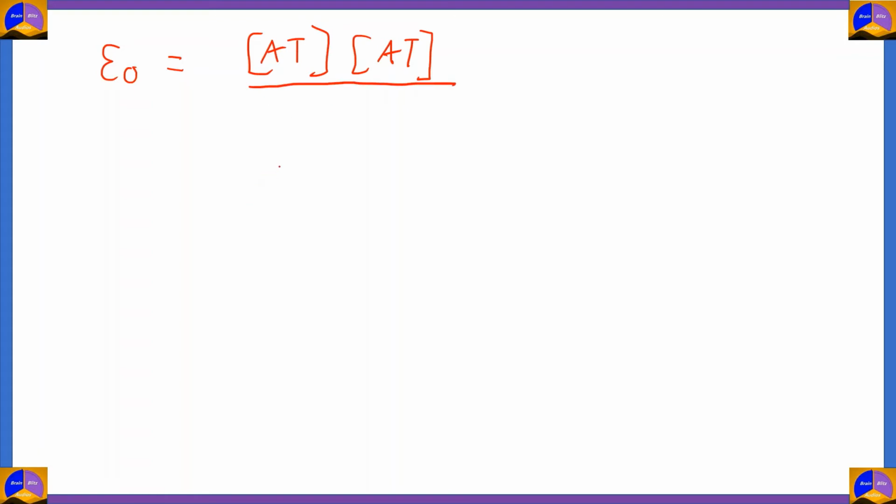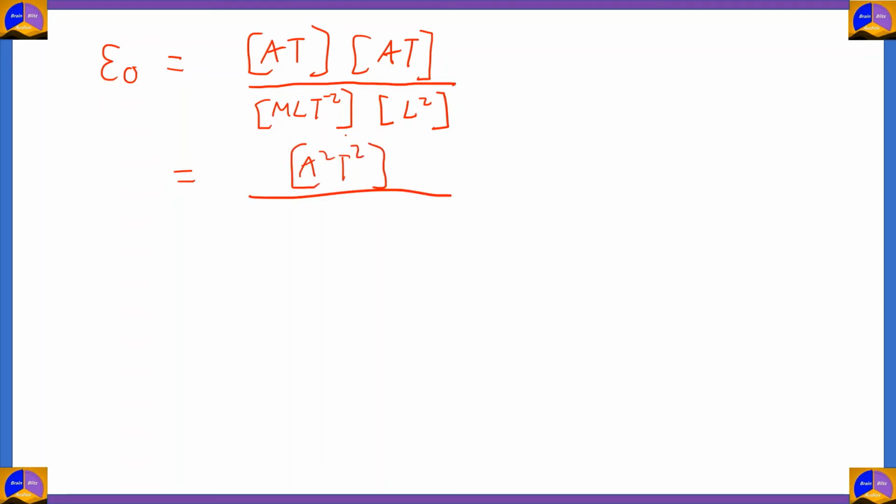Now we divide it by force. So the dimensional formula of force is mLT power minus 2. That is mass times acceleration. And r square will be represented as L square because r is distance, and that is L, length. So let's simplify both the numerator and the denominator. AT times AT gives A square T square. And in the denominator, L raised to 1 plus 2 gives L raised to 3. So it'll be M L cube T power minus 2.